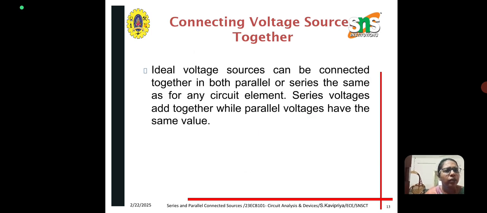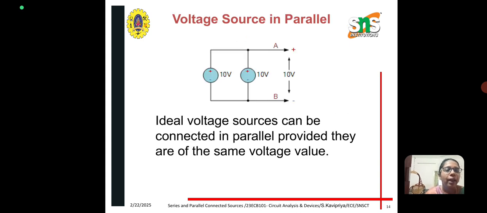So what happens when connecting voltage sources together? Ideal voltage sources can be connected together in both parallel or series, the same as for any circuit element. Series voltages add together while parallel voltages have the same value. And next is a voltage source in parallel. Ideal voltage sources can be connected in parallel provided they are of the same voltage value.